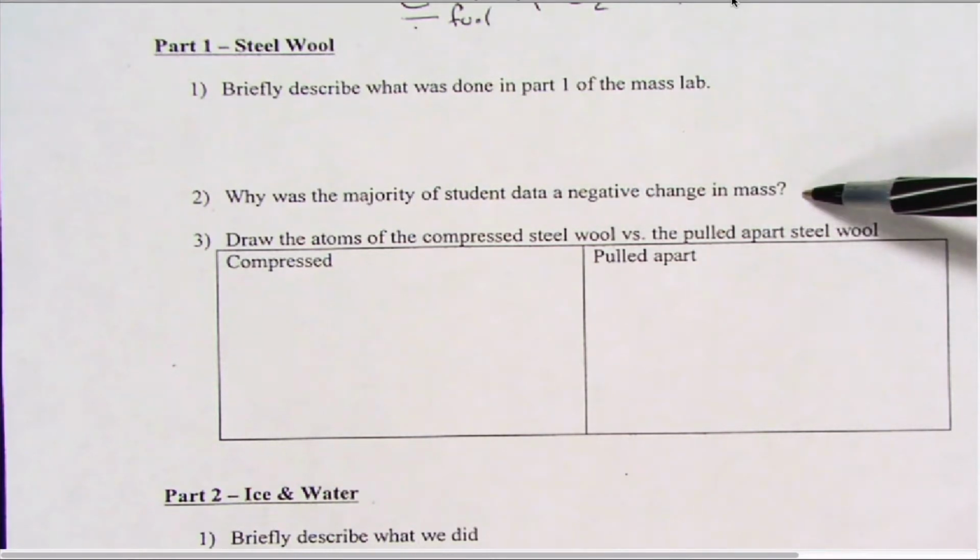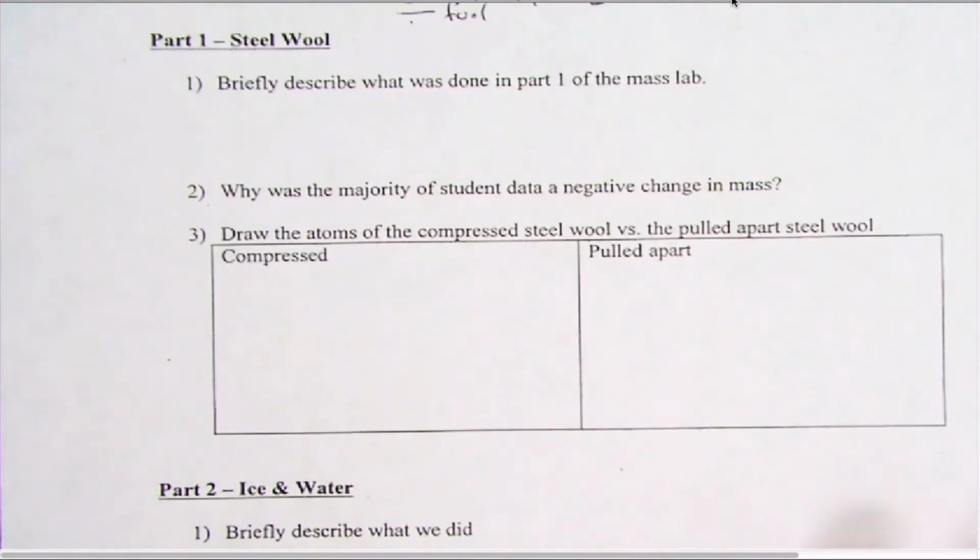Majority of the people got a negative change in mass. The question is why? Why did they get a negative change in mass? Because when you pulled it apart, there was steel that either stuck to your fingers or broke off and fell onto the lab table or the desktop, whichever one it was. So that's why you got a negative change in mass. But in an ideal situation where nothing fell apart, you should get a 0 change in mass. So make sure you can account for why most people got a negative change in mass.